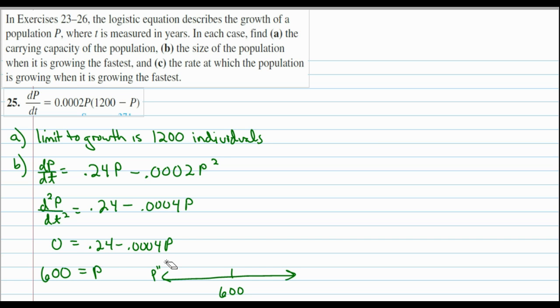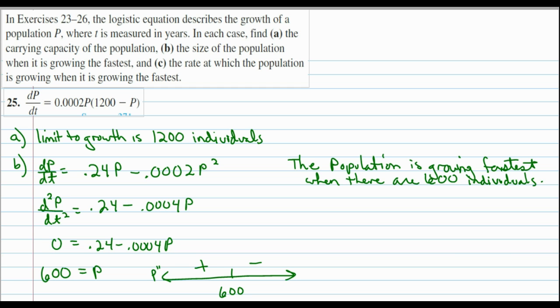So at 600 individuals, there could be a maximum of dP/dt, as long as the second derivative, dP/dt's derivative, changes from positive to negative. So I'll test the left of 600, I get positive, the right of 600, I get negative in P double prime here. So in fact, there is a maximum of dP/dt at 600 individuals. So I can say that the population is growing the fastest when there are 600 individuals. There is a maximum of dP/dt.